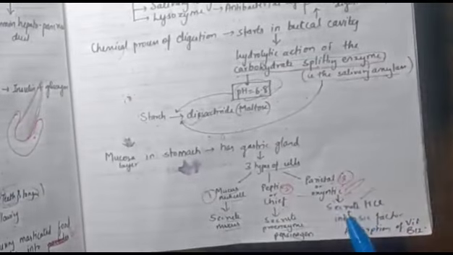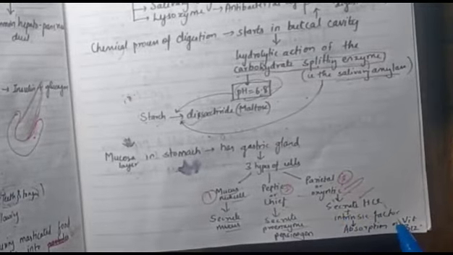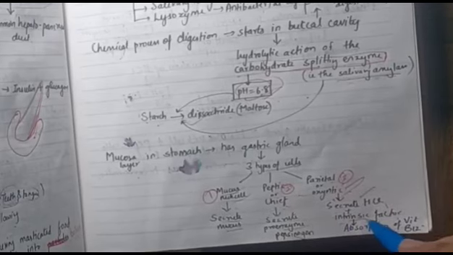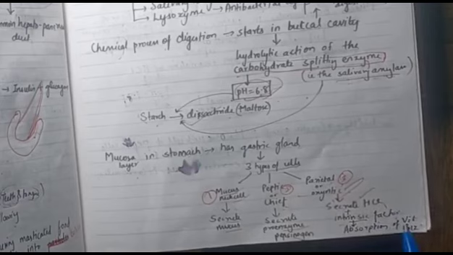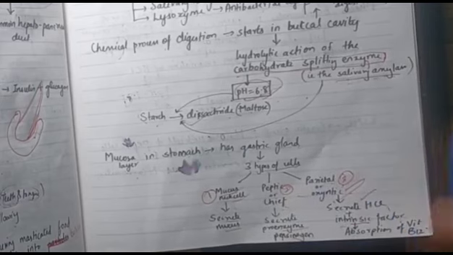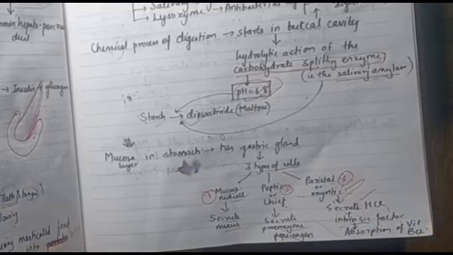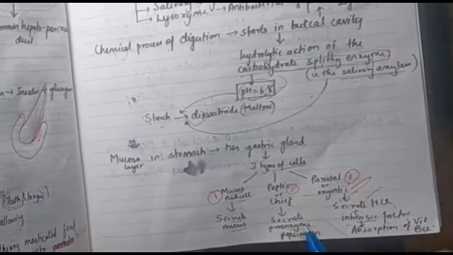Parietal or oxyntic cells secrete HCl plus intrinsic factor, which helps in the absorption of vitamin B12. These three functions are very important. This parietal part is an important PYQ as well. Now what is proenzyme, we'll come to that next part.